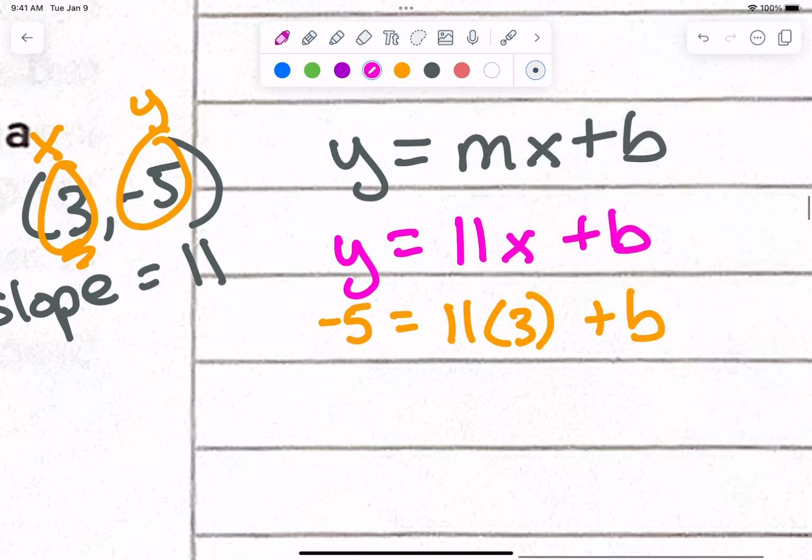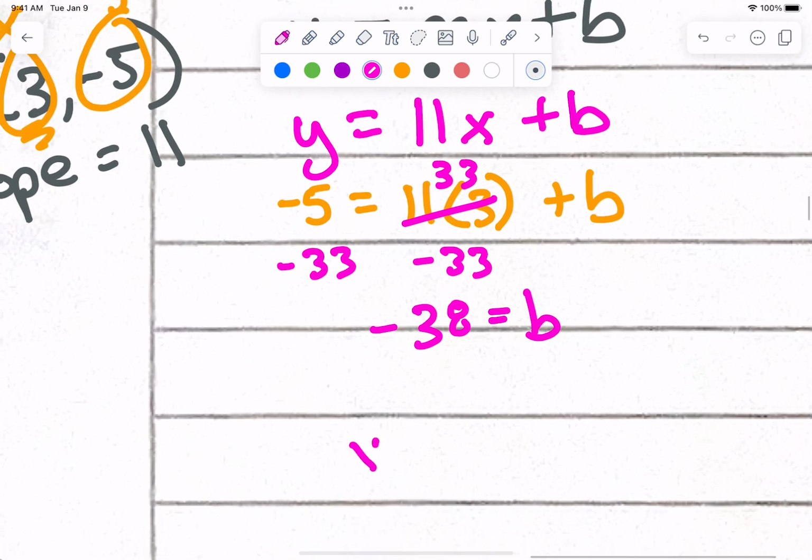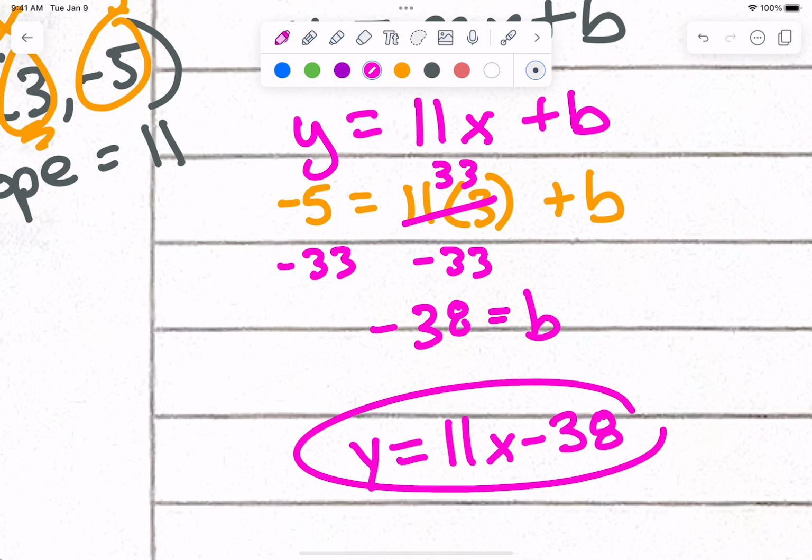Okay? All right, let's take 11 times 3, which is 33. Let's subtract 33 over. What's b going to be? Negative 38. So, final answer, y equals? y equals 11x minus 38. There he is. That's my slope intercept form. Got it? Slope intercept form.